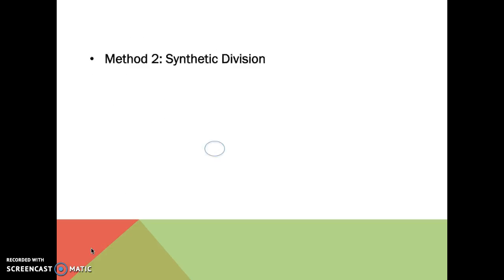Now let's look at method 2. We have synthetic division. So we have x squared plus 3x minus 43 divided by x plus 8. Well, synthetic division is going to look like this. We're going to set up our negative 8 and our 1. So our negative 8 and our 1, x, goes right here. And then the 1 from our x squared goes right here. The 3 from our 3x goes right here. And our negative 43 goes right here.